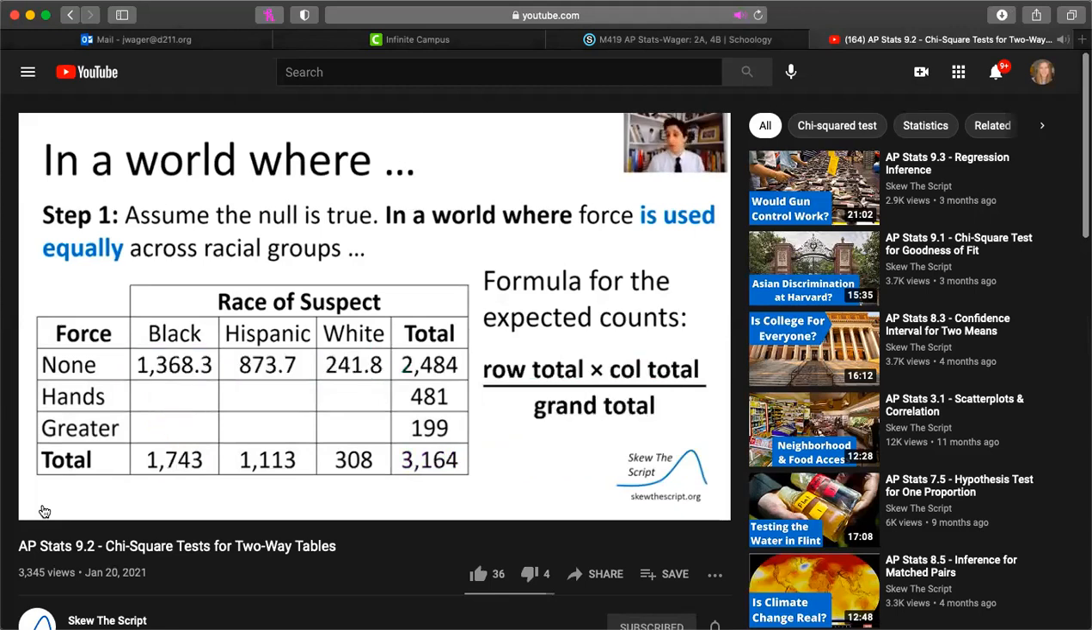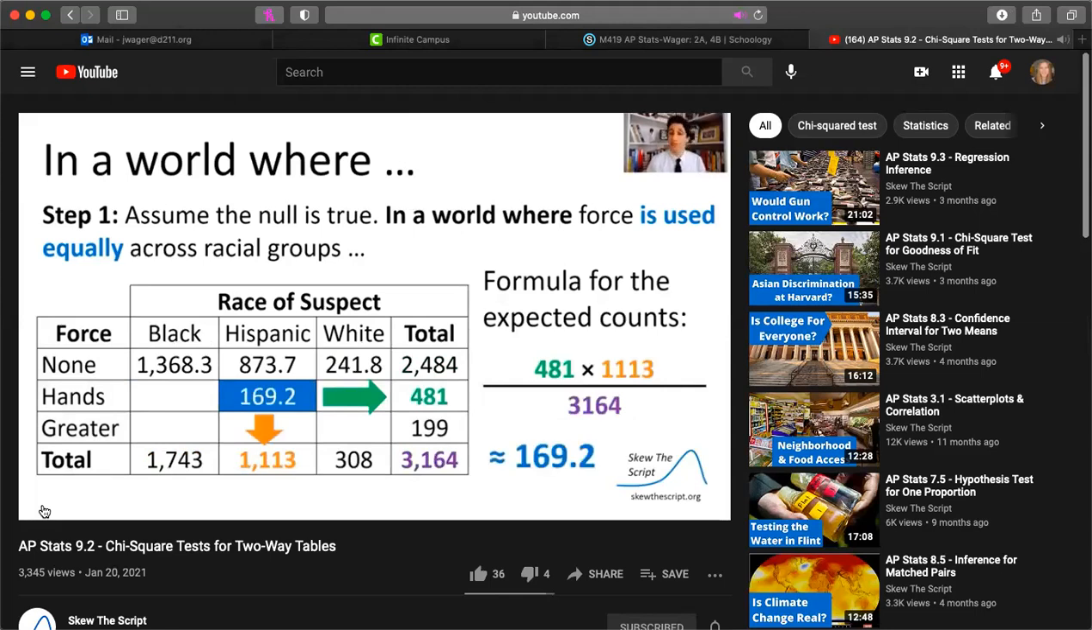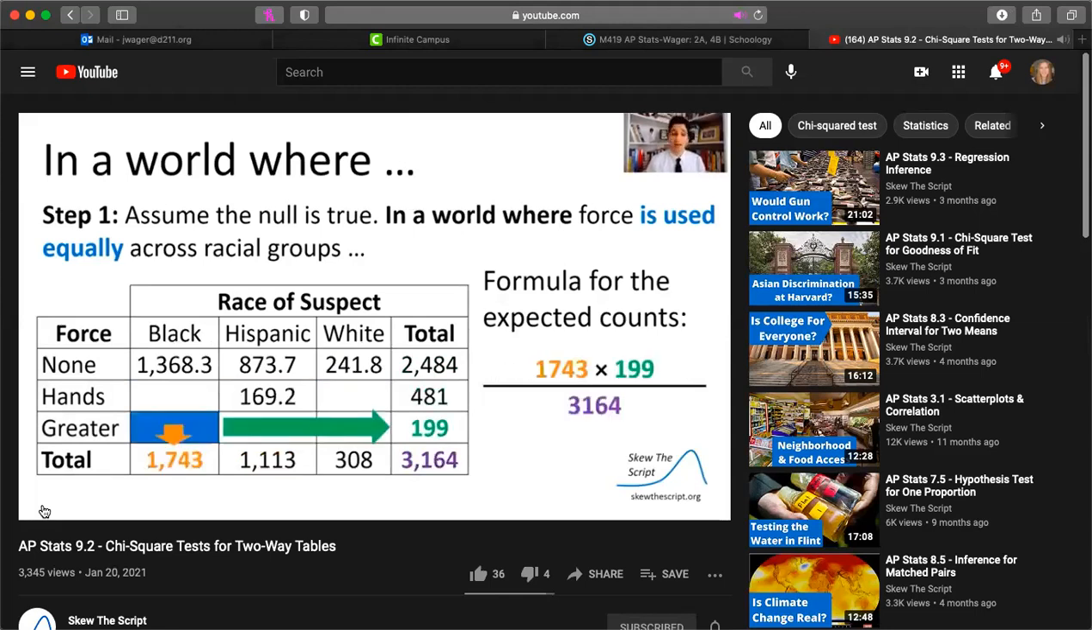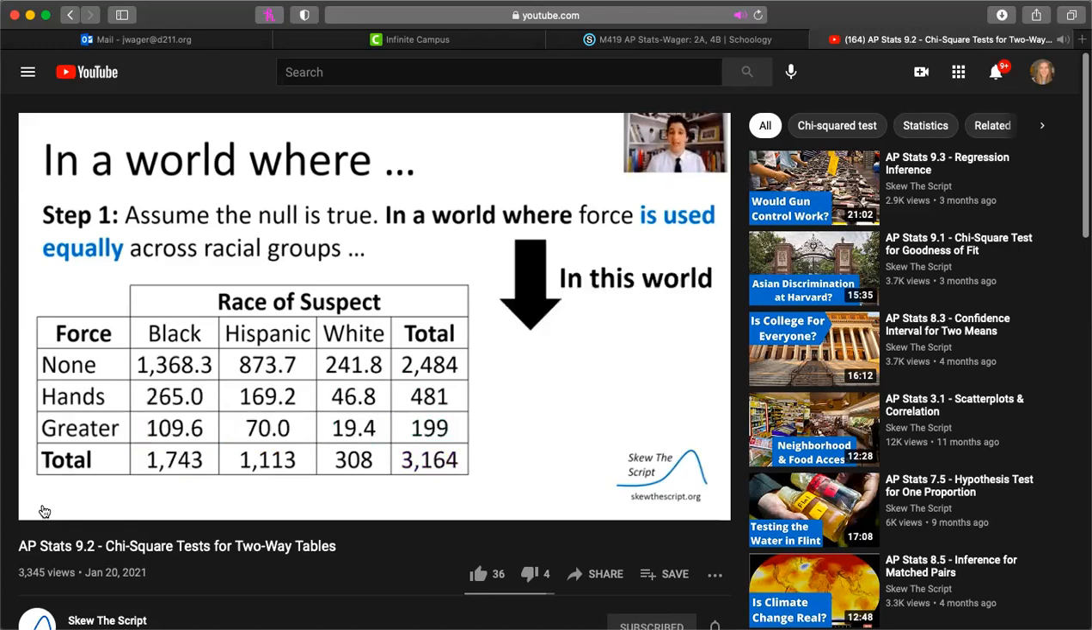So we can do this for the other cells too. For example, Hispanic suspects receiving a hands level of force, we can look at the row total times the column total divided by the grand total, and get 1,169. We do that for all these different groups. So for example, black suspects receiving a higher level of force, the row total, column total, and get those numbers. If you do this for all of those cells, we can get all of our expected counts. So in this world where force levels are used equally across racial groups, these are the expected counts we expect to get, given how many of the suspects from each race were stopped.